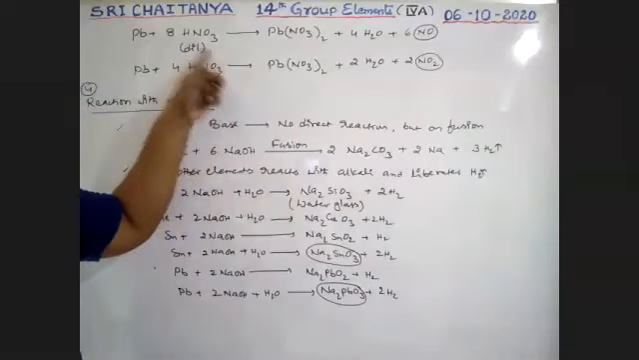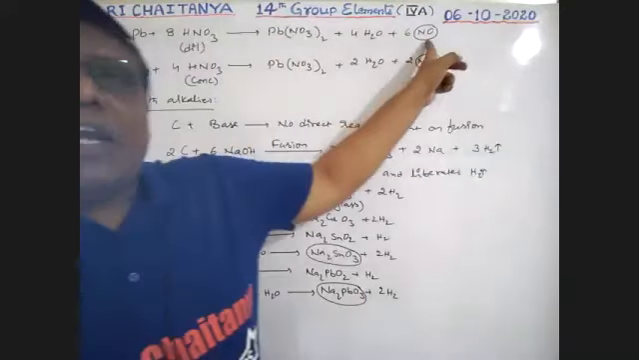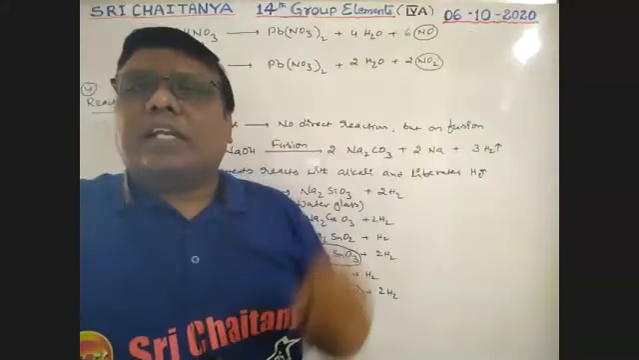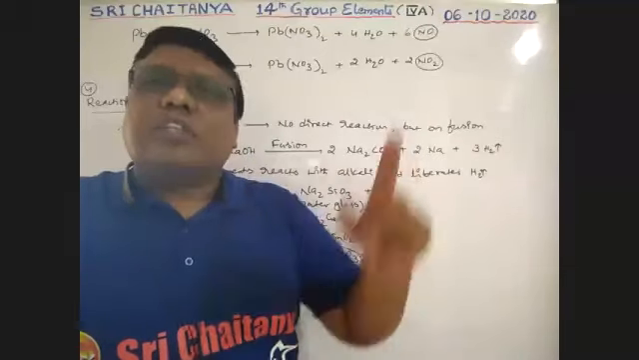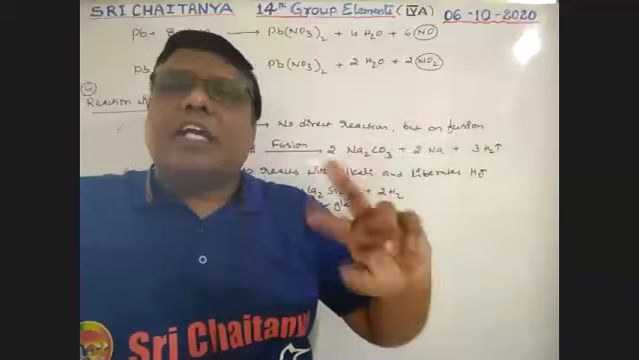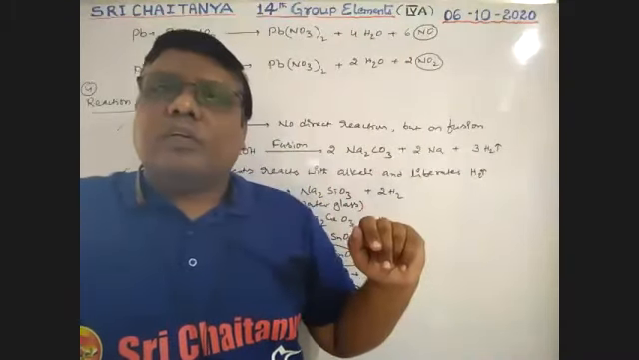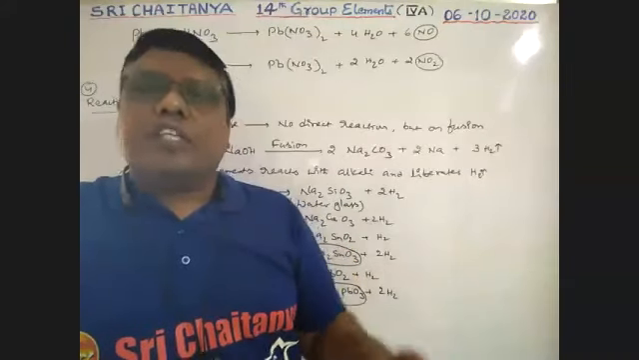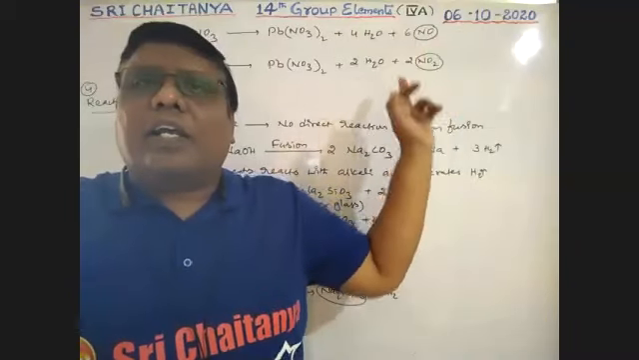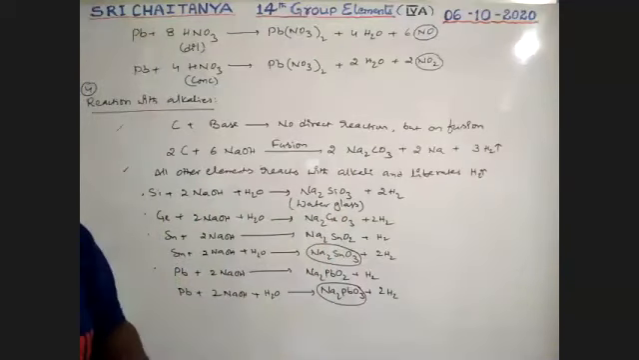Please note down. When lead reacts with dilute HNO3, it liberates NO gas, nitric oxide. If it reacts with concentrated HNO3, it liberates NO2 gas. Please identify the difference between these two. With dilute HNO3, NO is the product, and with concentrated HNO3, NO2 is the product. The remaining two products are the same, lead nitrate and water. But there it is NO and here it is NO2. Okay? So note down those two equations.